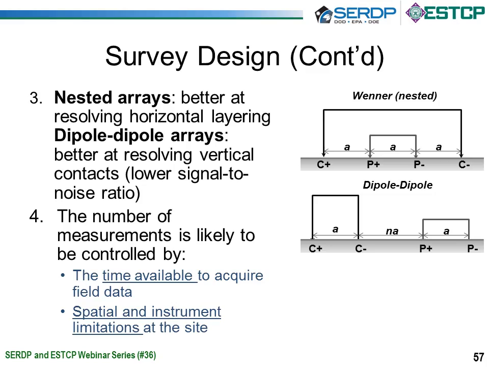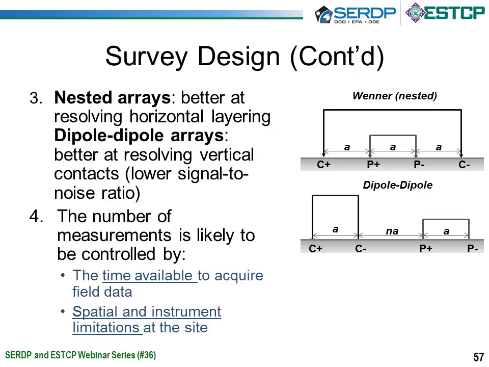It's also important to consider what type of survey you're going to use. So nested arrays are typically better at resolving horizontal layering. Dipole-dipole arrays are better at resolving vertical contacts. However, you have a lower signal-to-noise ratio with a dipole-dipole array. However, many systems are able to collect dipole-dipole data much faster than nested arrays, particularly in multi-channel instruments.